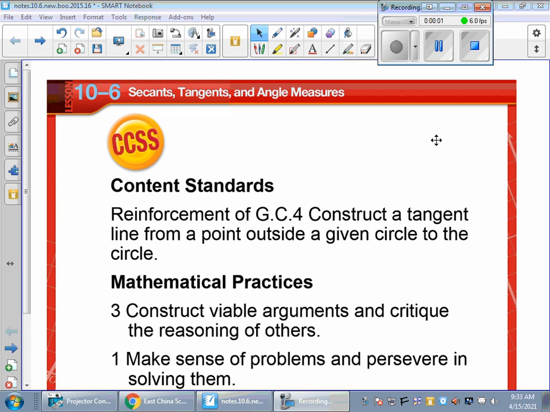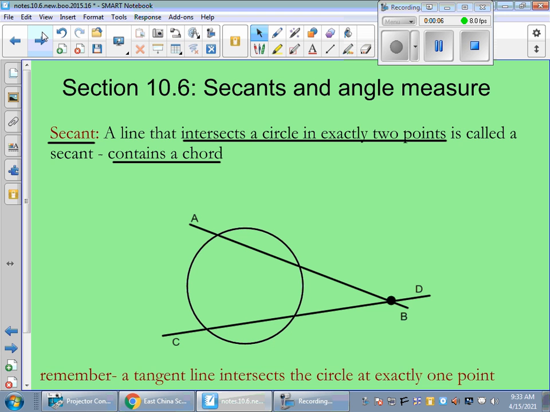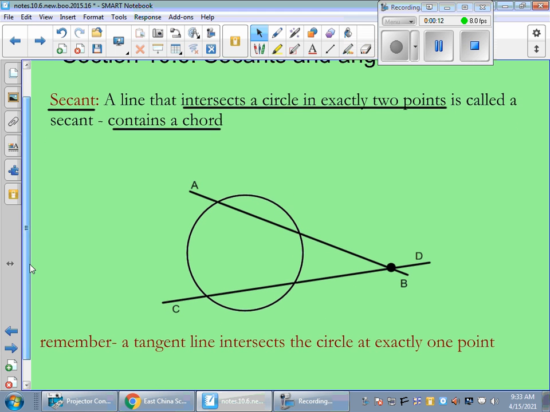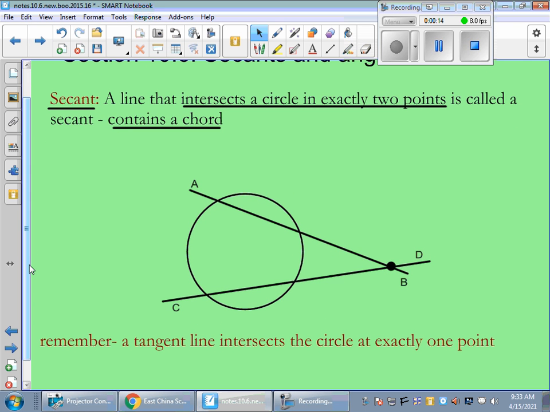All right, folks, we're on section 10.6 today, secants, tangents, and angle measures. So taking a look here, first thing is a definition of a secant. A line that intersects a circle in exactly 2 points is called a secant, and yes, it contains a chord. Remember, a tangent line intersects a circle at exactly 1 point.